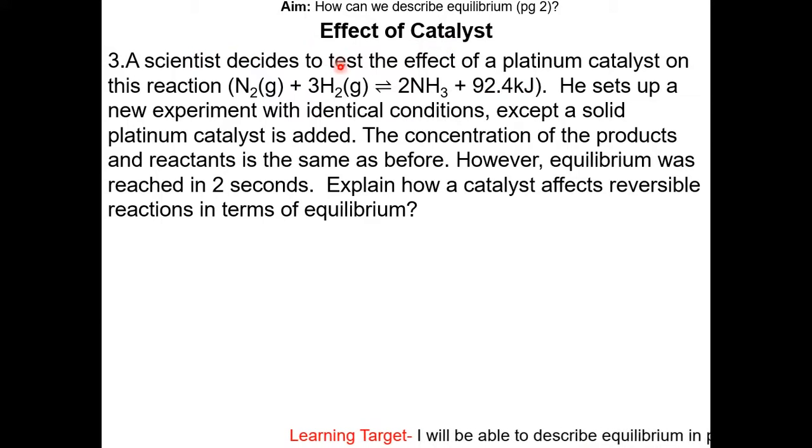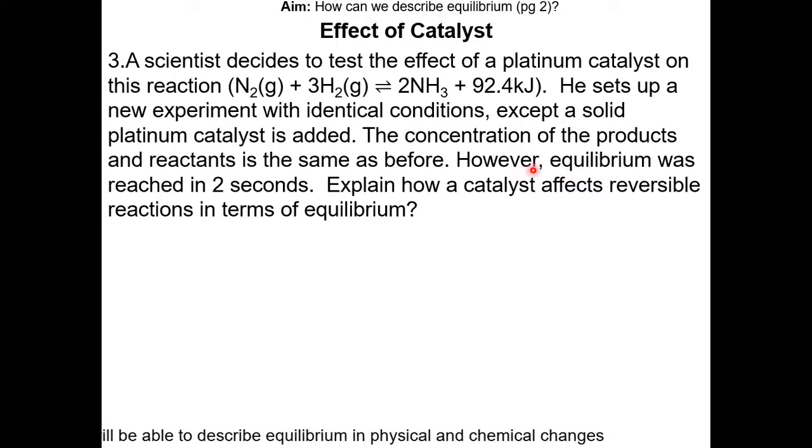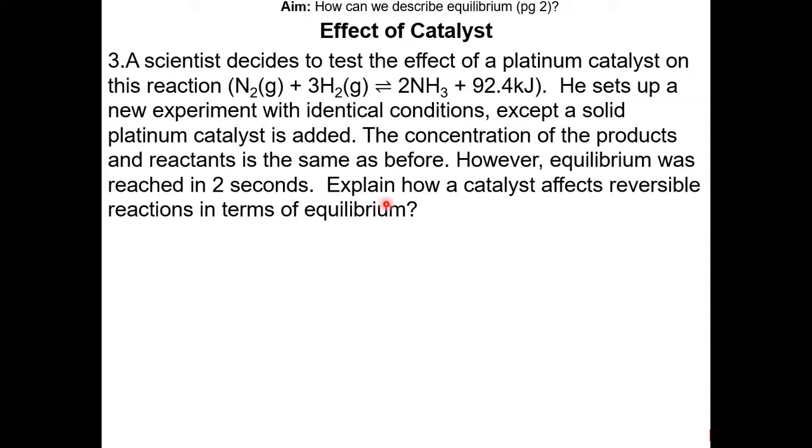A scientist decides to test the effect of platinum catalyst on this reaction, which we graphed already. He sets up a new experiment with identical conditions, except a solid platinum catalyst is added. The concentration of the products and reactants is the same as before. However, the equilibrium was reached in 2 seconds. Explain how a catalyst affects the reversible reactions in terms of equilibrium.